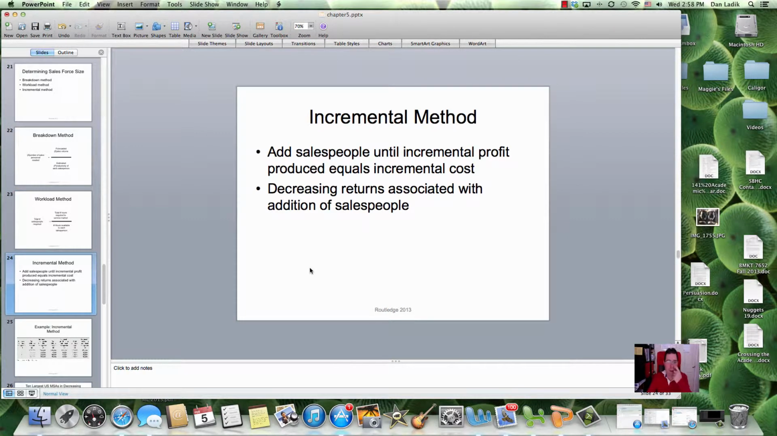Finally, we get the incremental method. And I know the book kind of bashed this one a little bit. You basically add a salesperson until there's no more incremental profit in that marketplace. If you have a salesperson in the marketplace and they keep saying, I can't get to all the accounts, you add another salesperson to that marketplace and sales increase. If you had a third and nothing else increases, then guess what? Maybe somewhere between 2 and 3 salespeople is probably the optimal. You would go with 2 or 3, and that's how you would determine.